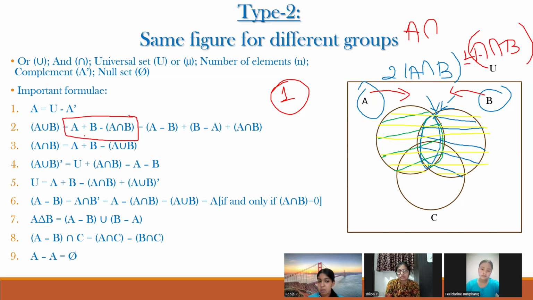Yes. So that is how this formula has come in, and that is why we are using this minus A intersection B. Ma'am, I understand A union B is A plus B minus A intersection B. I understand that. But after that, subtracting with 2 minus 1, I didn't get it, ma'am.